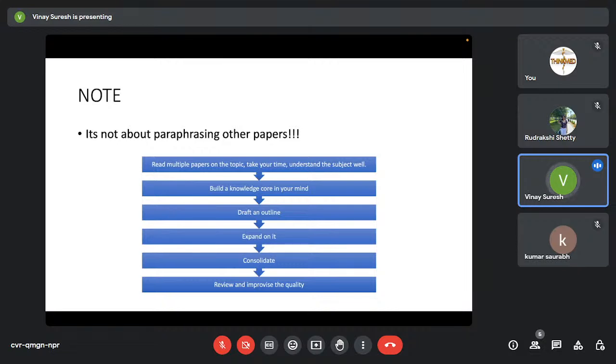Take your time, devote some amount of time every single day to the topic that you're writing about, and understand the subject well. Get an overall understanding of the subject, because at this stage we are not experts in the field. You're a medical student, so this is something you'll have to do before you write any research paper. It's something like a responsibility. And then after that, you build a knowledge core in your mind, and then you draft an outline, like I mentioned. You draft an outline and expand on it, you consolidate all the paragraphs, and then you review and improve the quality. So this is how you write any research paper.